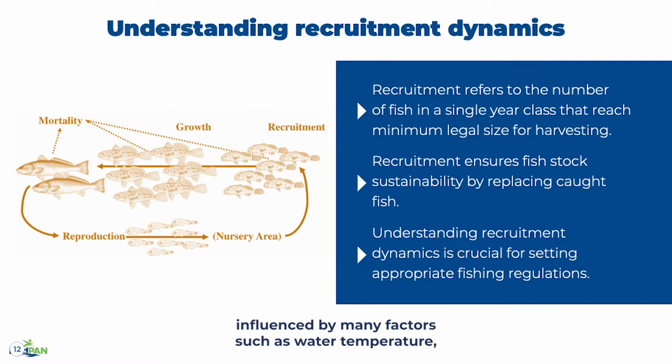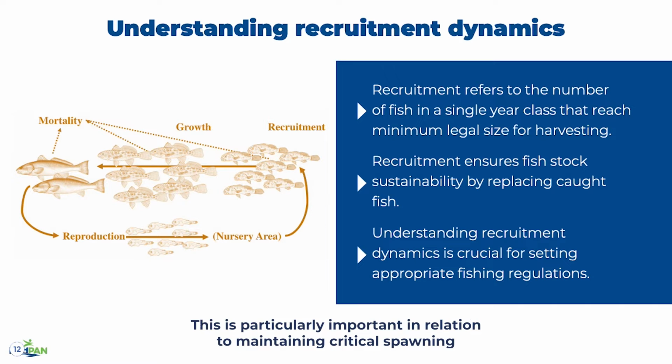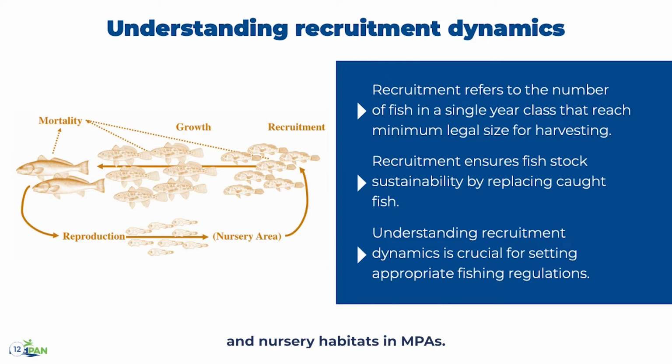Recruitment can be influenced by many factors such as water temperature, food availability, and predation rates, as well as fishing pressure, which can remove a large number of fish before they have the chance to reproduce. Understanding recruitment dynamics of target species and their vulnerability to fishing pressure is therefore important in order to establish effective management strategies and fishing guidelines and regulations. This is particularly important in relation to maintaining critical spawning and nursery habitats in MPAs.